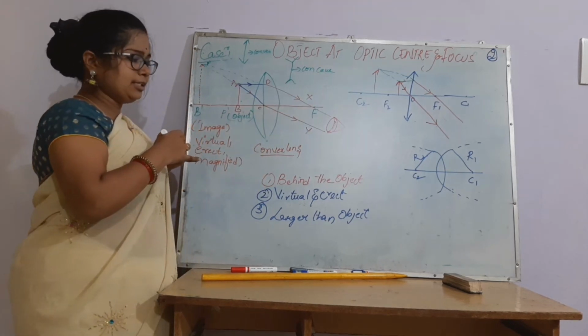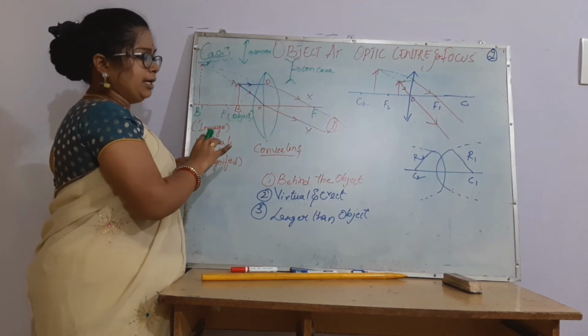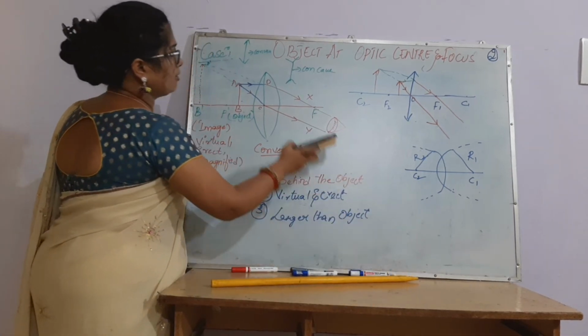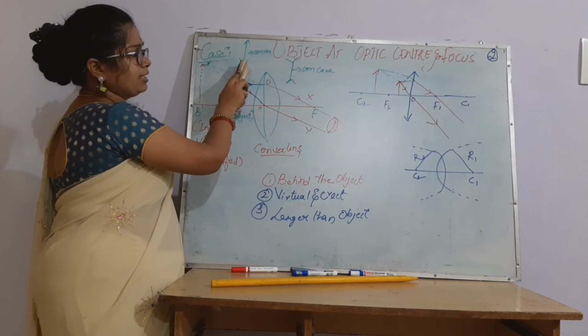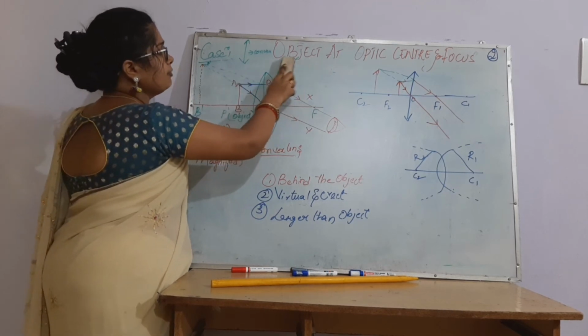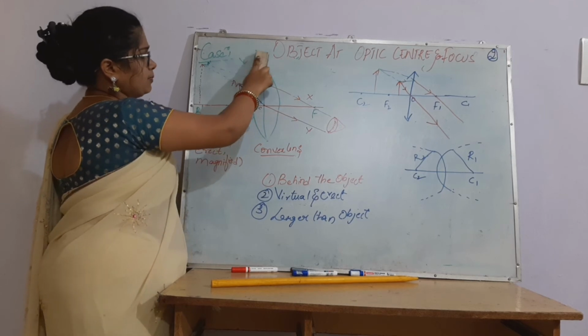There is no difference in the formation of the image or anything like that. They have just given it for your convenience. A convex lens is like this, a concave lens is like this. So see, before I go into this, I want to explain something to you.